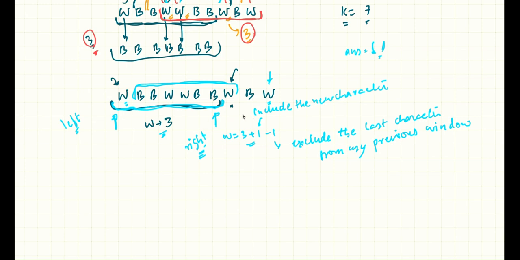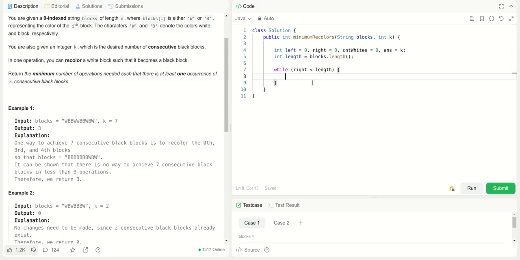Then ideally my window size would be 7, right? So let's assume that we have reached our window size. If right minus left plus 1, if the window size exceeds, then I have to update my answer.